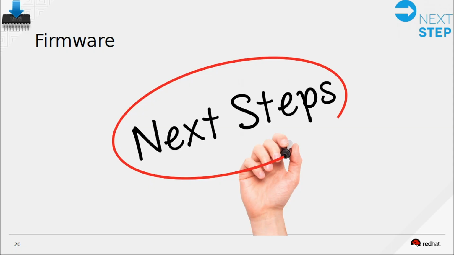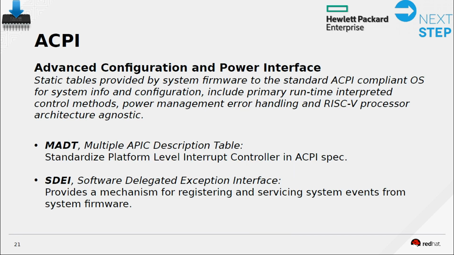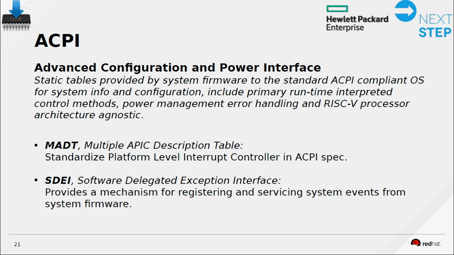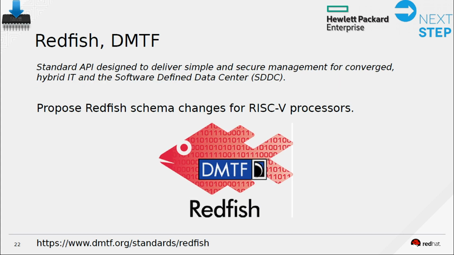So what is the next step in this area? For the ACPI side, we need the RINTC subtable to be updated. We also need SDEI. SDEI comes from ARM, but we have the same problem in RISC-V, so we may need to update this table. If you want to use RISC-V in the server, we also need the Redfish schema change for RISC-V.